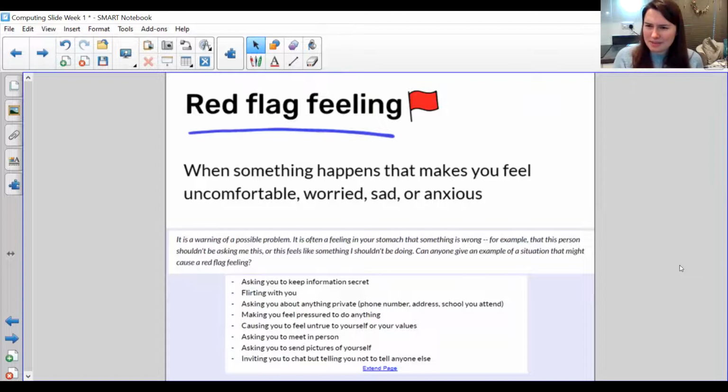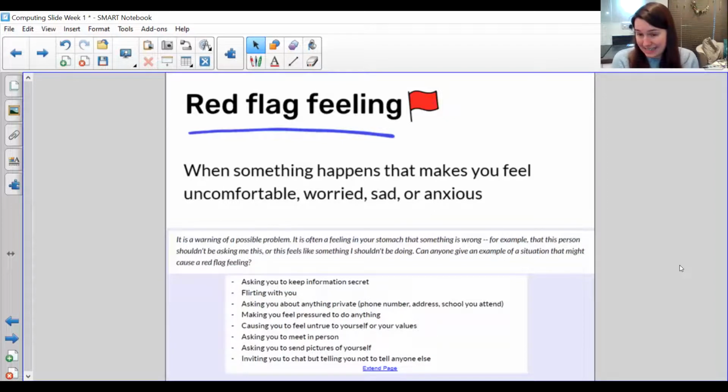When something happens that makes you think, I'm not sure about that, whether it makes you feel uncomfortable or worried or angry or anxious, it's a warning. It's a red flag to say something's not quite right. For example, that person shouldn't be asking me that, or it feels like something I shouldn't be doing. I've got some examples of red flag feelings underneath, but you might be able to make a list of your own.